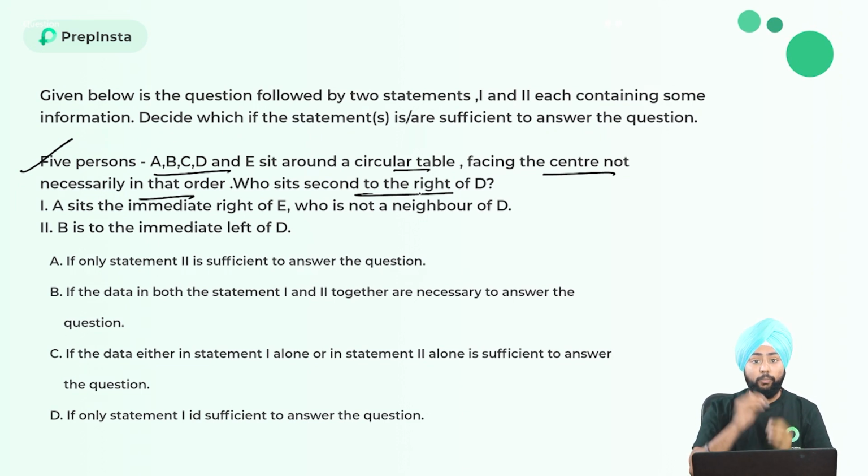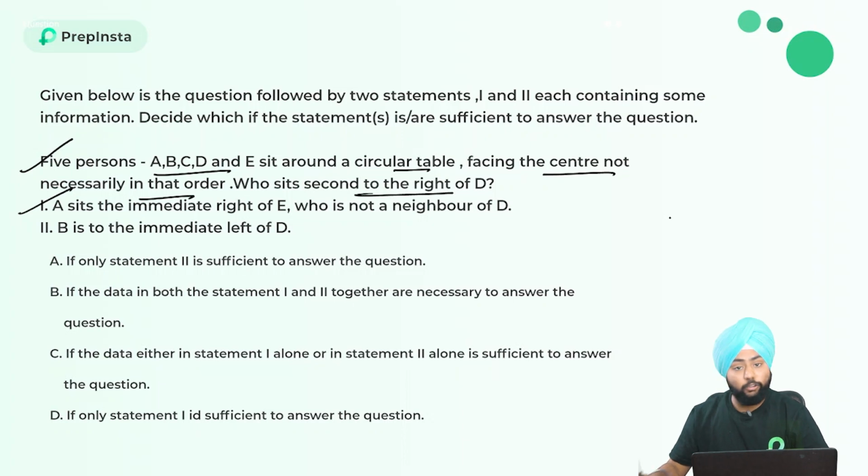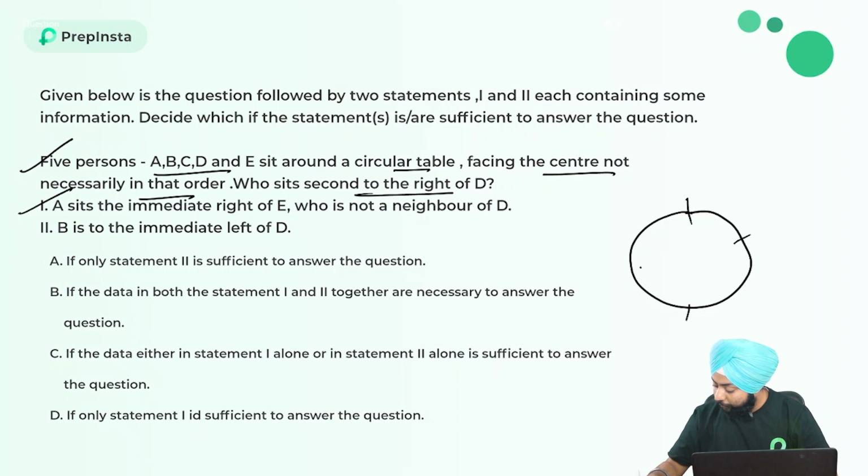Now, this is my problem. Who sits second to the right of D? Let's see the very first statement. A sits the immediate right of E. So, very first thing in a circular arrangement is we'll make a circle and we'll make 5 positions: 1, 2, 3, 4, and 5.